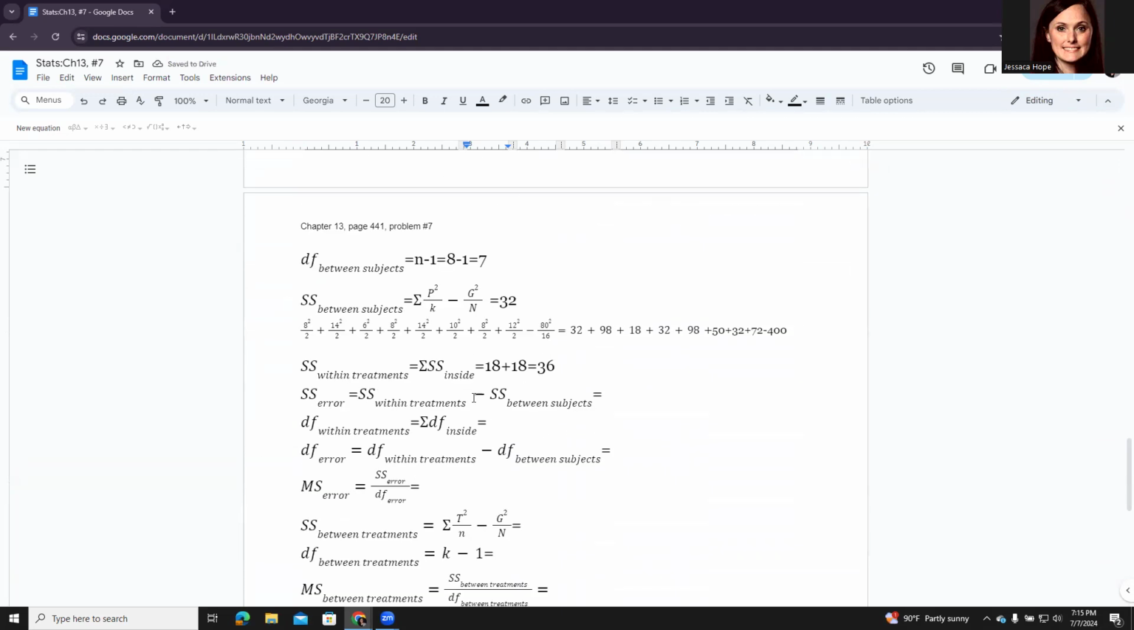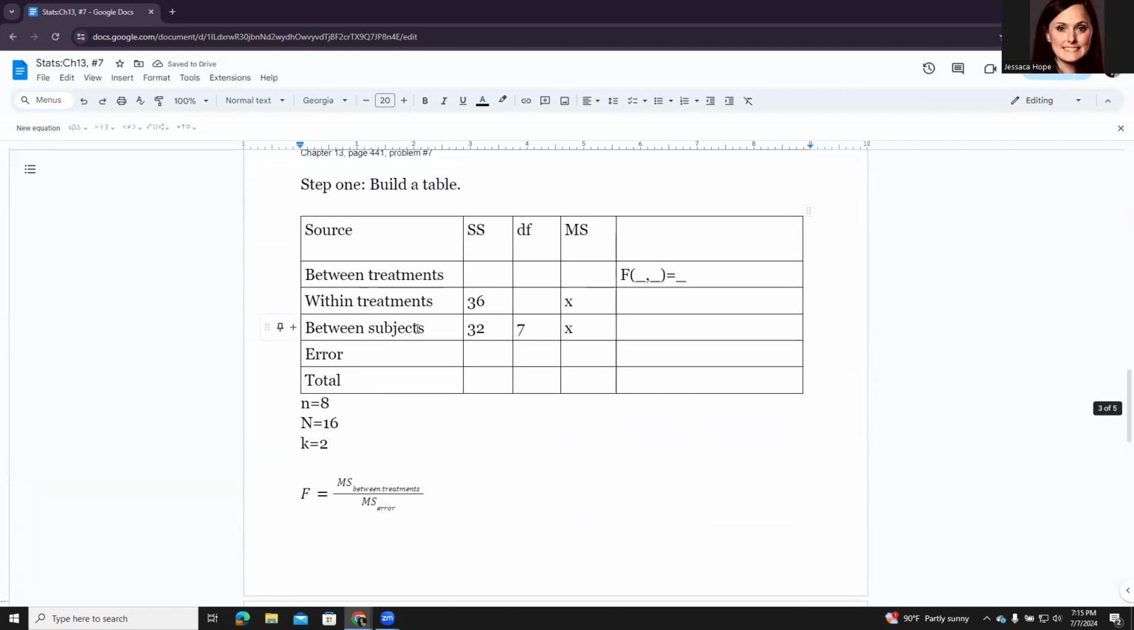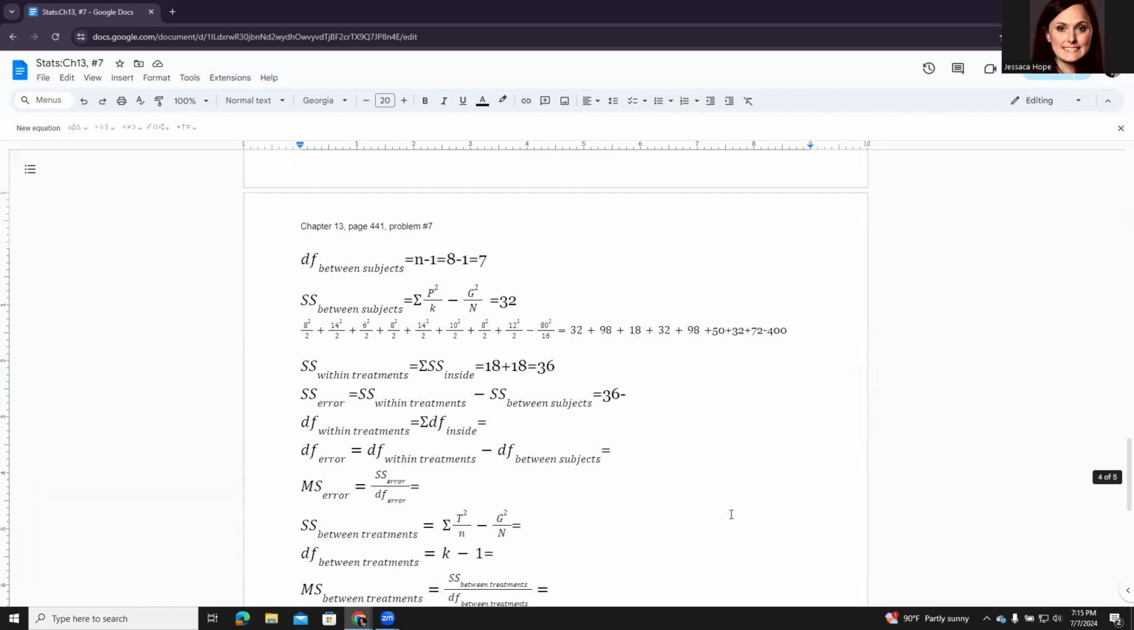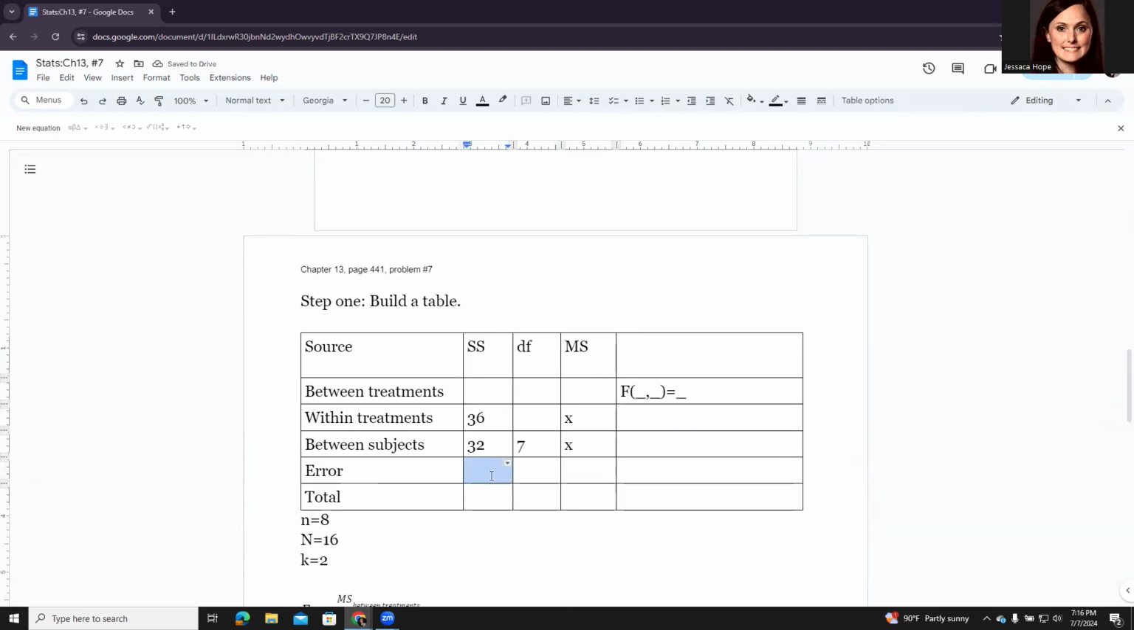SS error is SS within treatments, which is 36, minus SS between subjects, which is 32. So that equals 4. So SS error is 4.